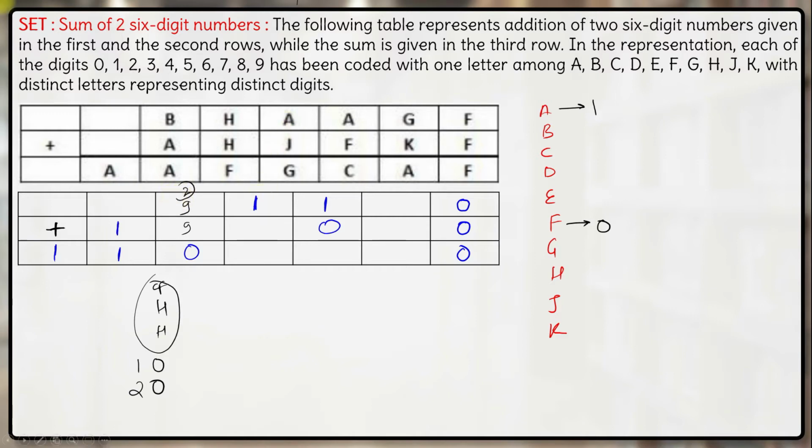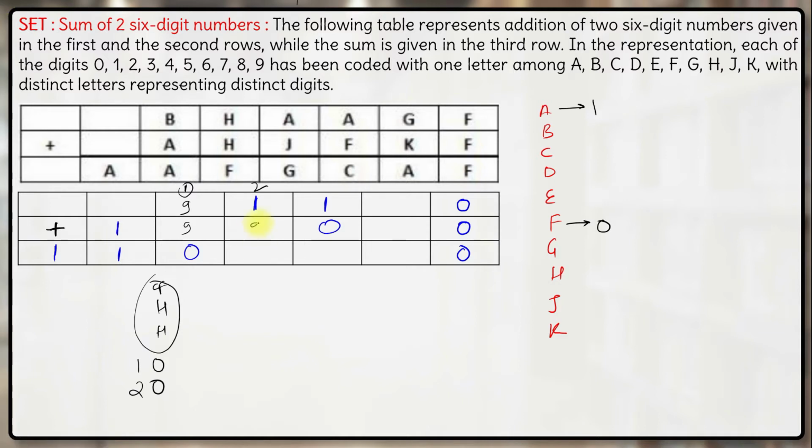Now we know A is 1. Now if A is 1, J's maximum value can be 8 because 9 we have already taken here. Now J's maximum value is 8 and the carry forward maximum can be 2. So 8 plus 1 is 9, 9 plus 2 is 11. So the carry forward cannot be 2, it will be 1 only, and the sum will not come out to be 20 in this case. Okay, so the carry forward cannot be 2.